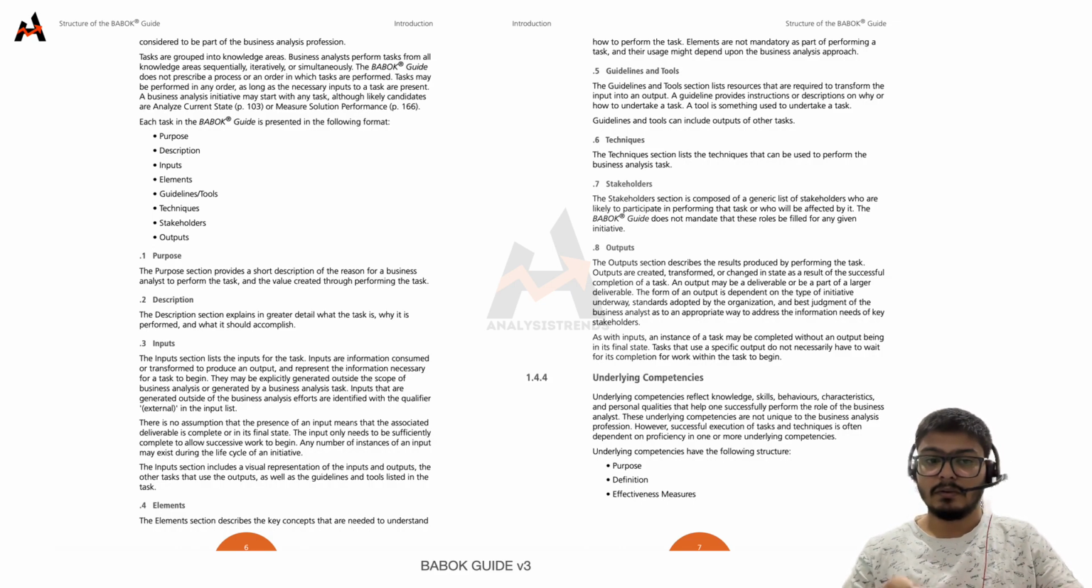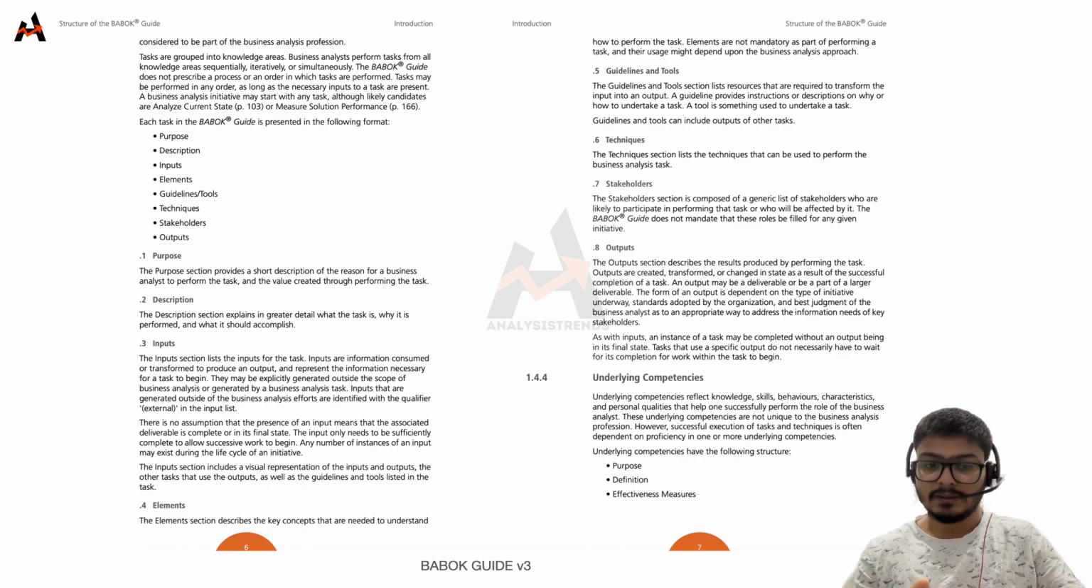Then once you take the inputs, what are your elements, what are your guidelines, what are the techniques that you need to perform to prepare for elicitation, right? And then which stakeholders need to be involved during preparing for elicitation, and what is the output once you prepare? The output would be that you'll create an elicitation activity plan. If you go and check, you'll be able to find the output there. So that is what is defined there.